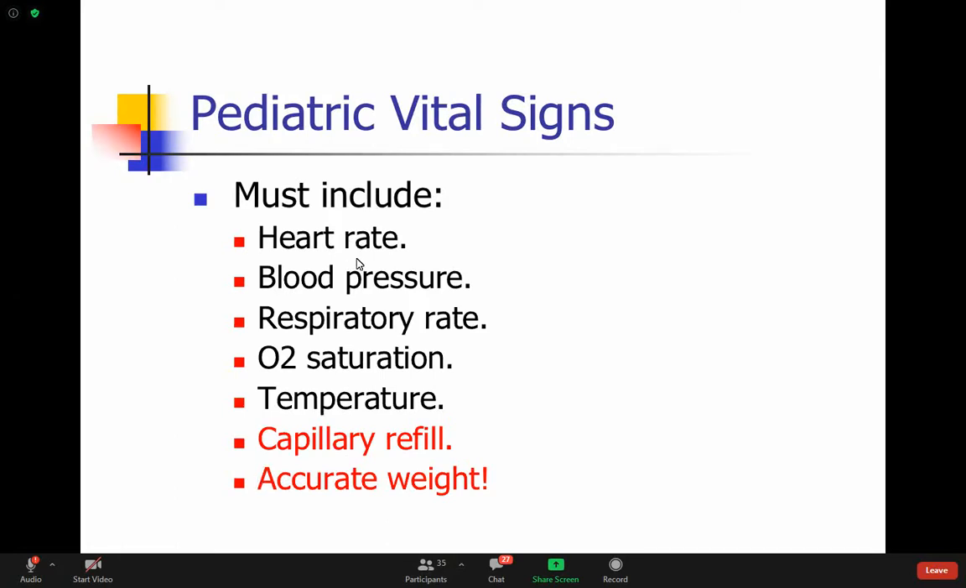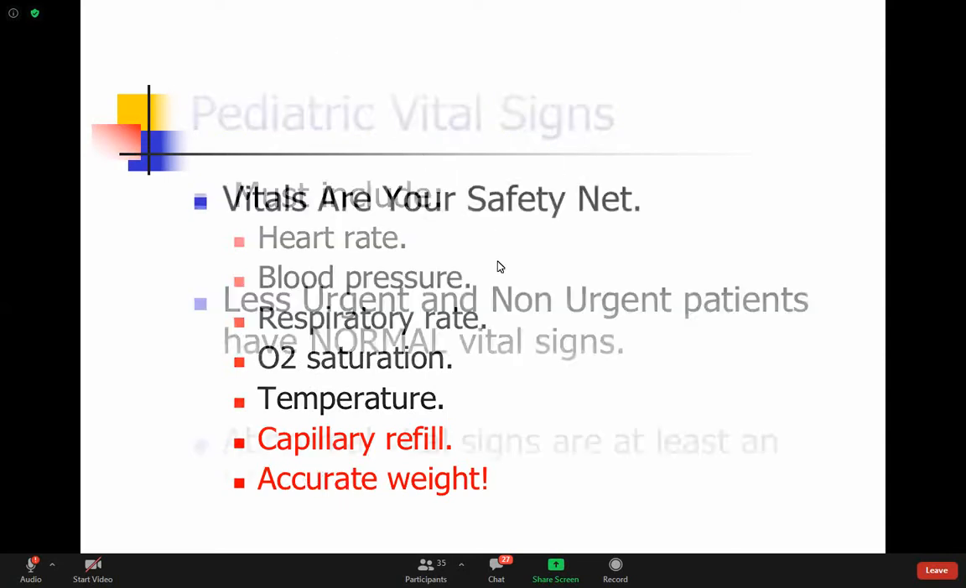So the vital signs, this is very important. Make sure that you remember them. Heart rate, blood pressure, respiratory rate, O2 saturation, and temperature. Capillary refill and accurate weight, this applies to pediatric patients.